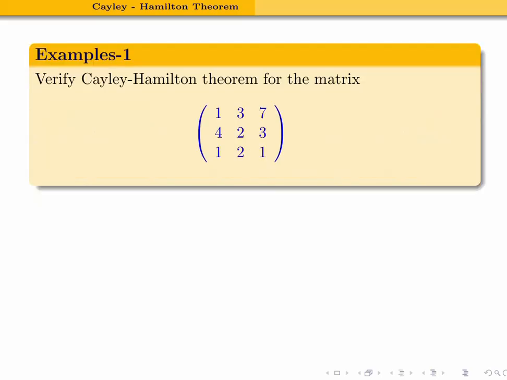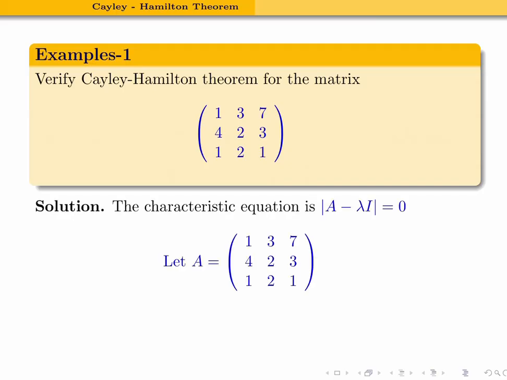So example number 1. Verify the Cayley-Hamilton theorem for the matrix. The square matrix is given, a 3 by 3 matrix. We want to check that the matrix satisfies the Cayley-Hamilton theorem. So first we need to find the characteristic equation.